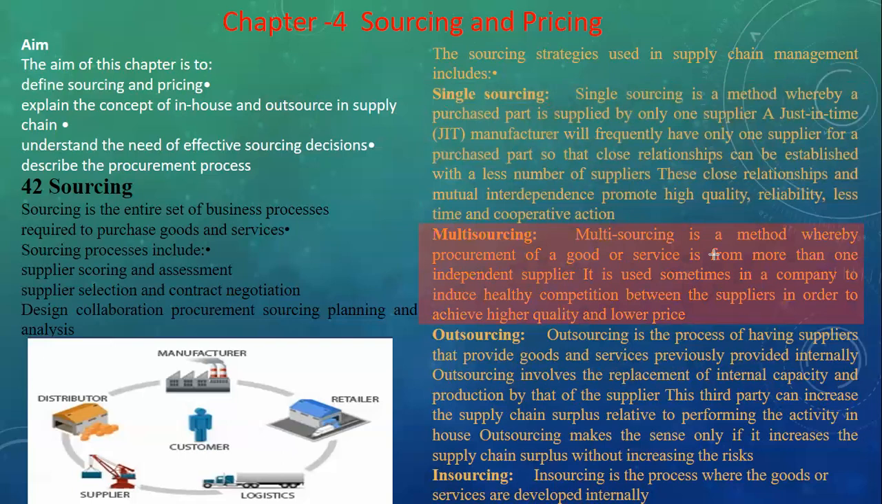It is used sometimes in a company to induce healthy competition between the suppliers in order to achieve high quality and lower price. In single sourcing, we depend on only one single supplier. But in multi sourcing, we have some options like supplier A, supplier B, supplier C, supplier D.